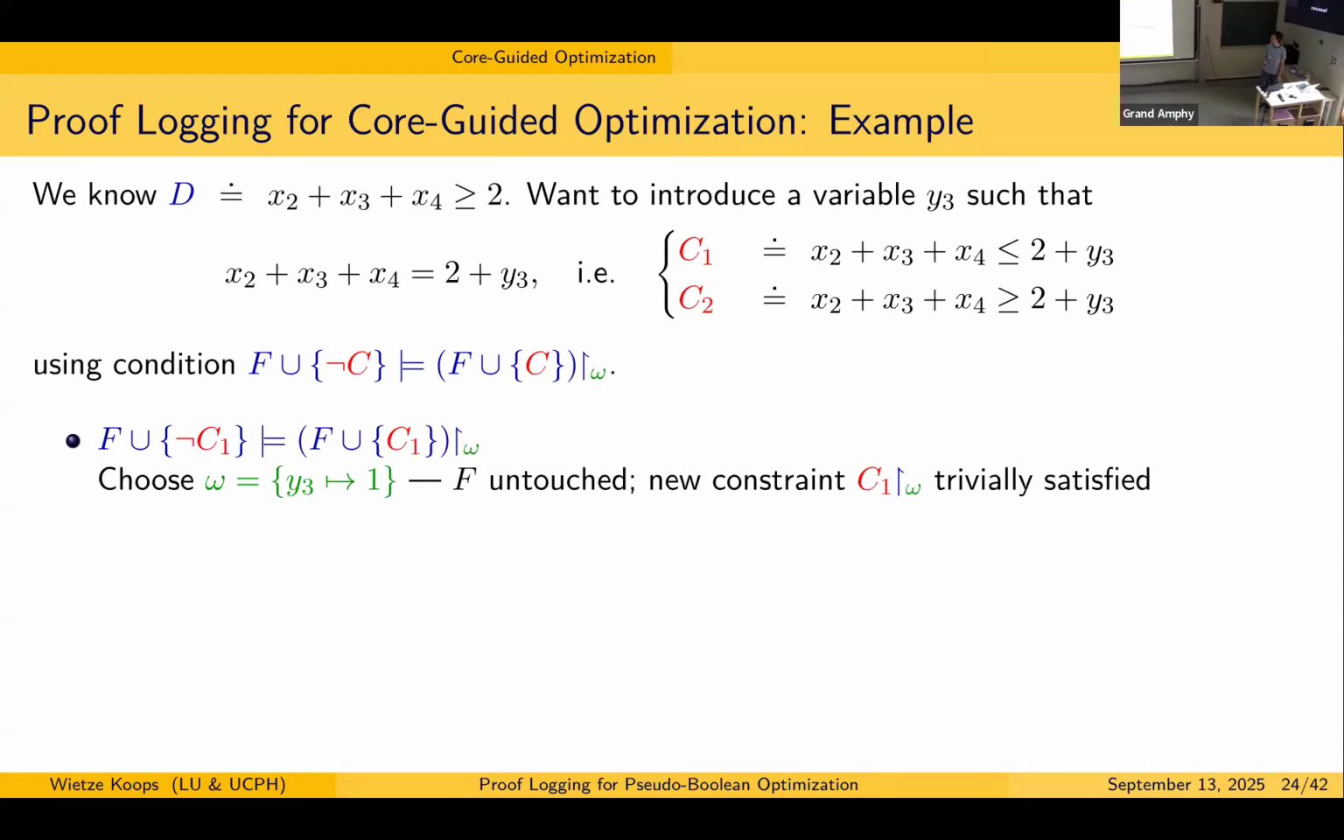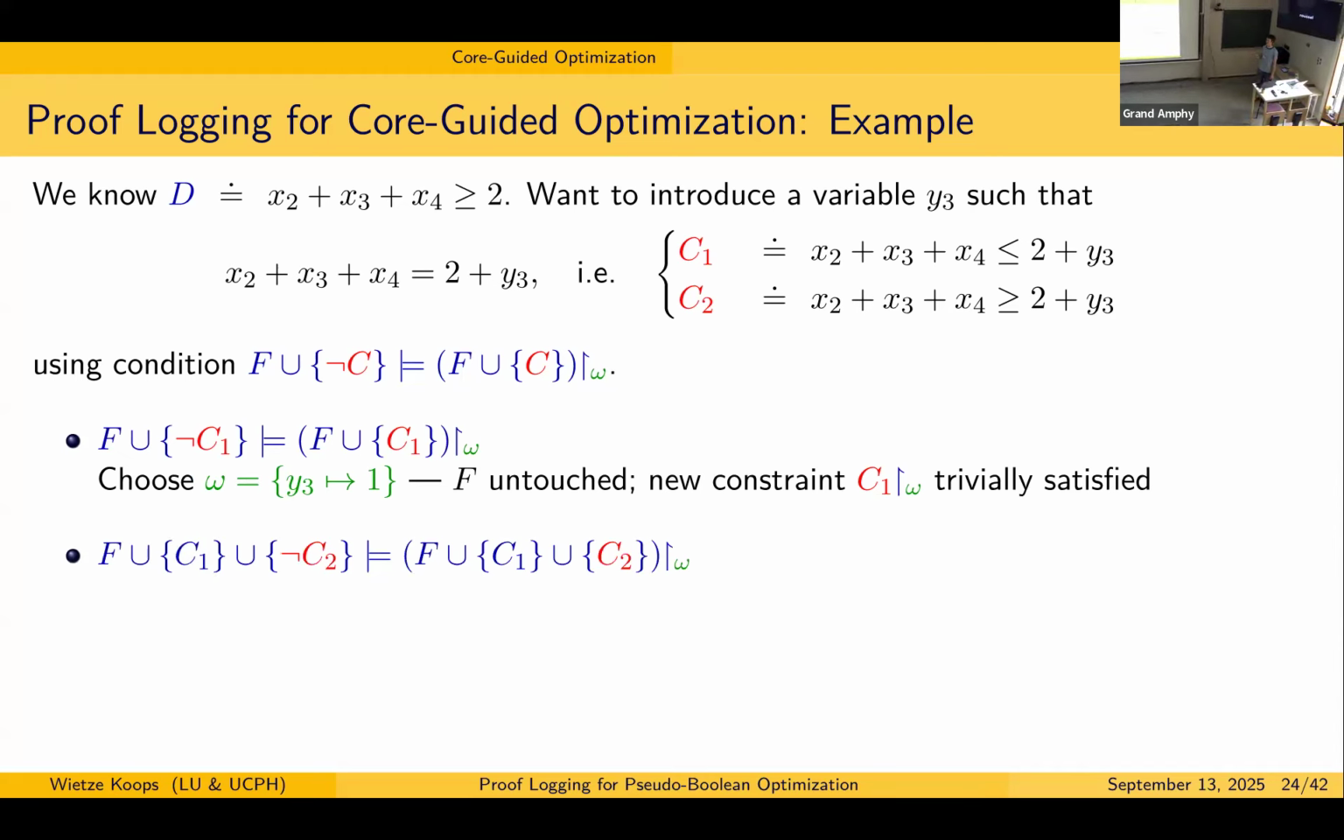We choose our witness to set y3 to 1. F doesn't contain y3, so it's untouched. And the new constraint is trivially satisfied because the sum of 3 literals is at most 3. Then we want to introduce also C2, and now we have to be more careful because we also have C1 in the formula.